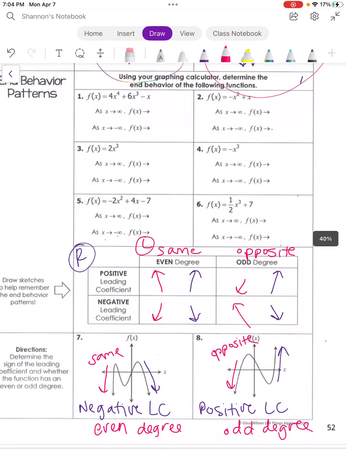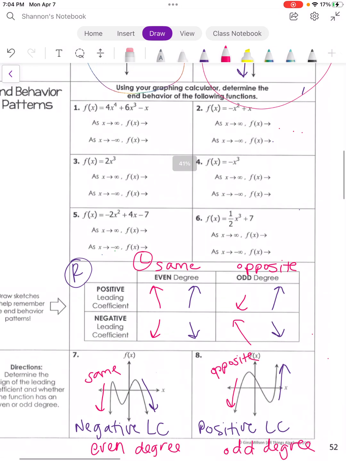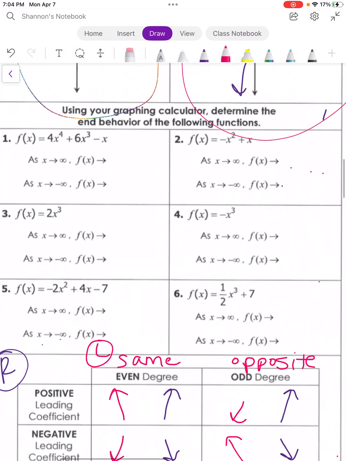With that, let's see if we can do the end behavior for these previous ones, 1 through 6, because it did say look at your calculator, but we didn't have a calculator available. So first off, as x goes to infinity, that just means the right side. So all of these first ones are just asking for the right. As x goes to negative infinity, that would be the left side of your graph. So all of those are just asking for the left.